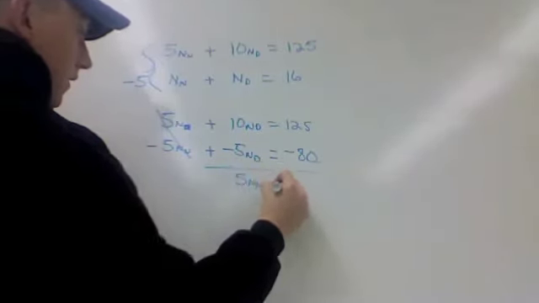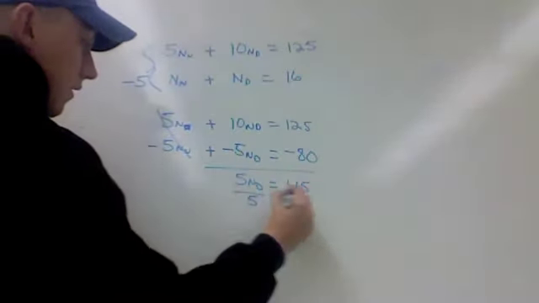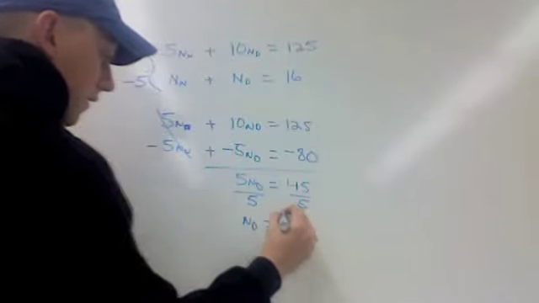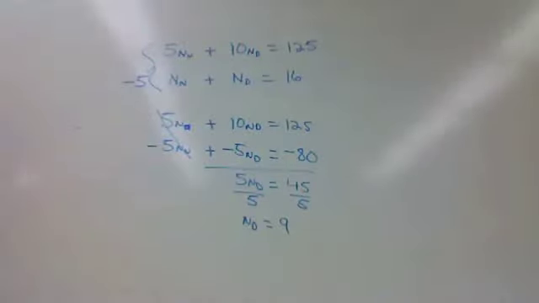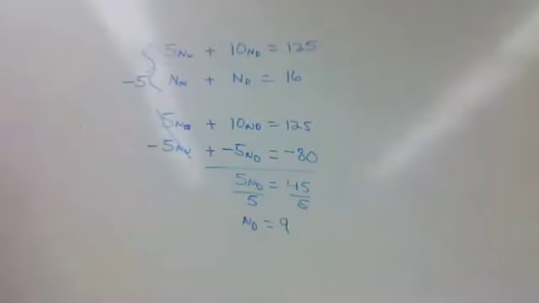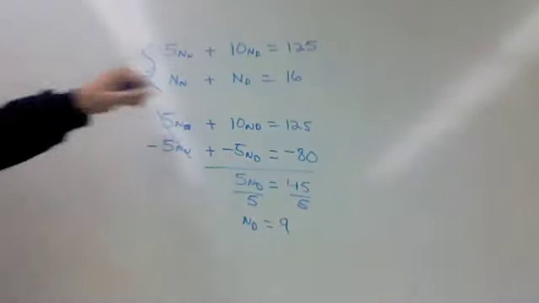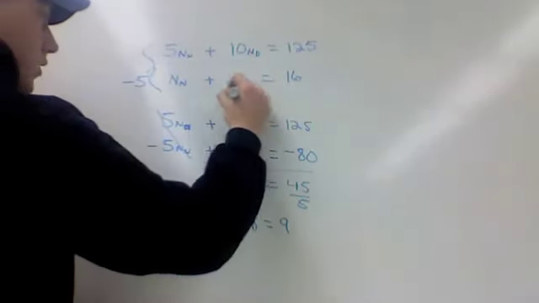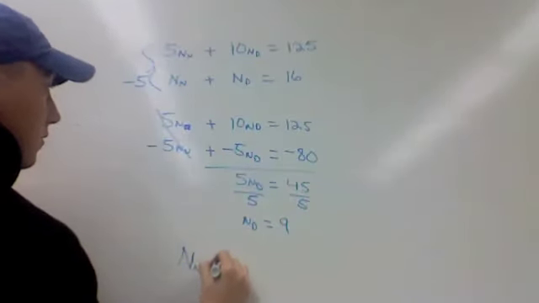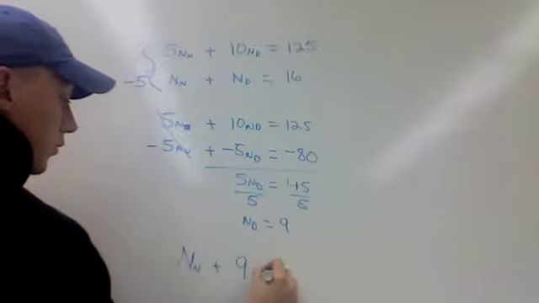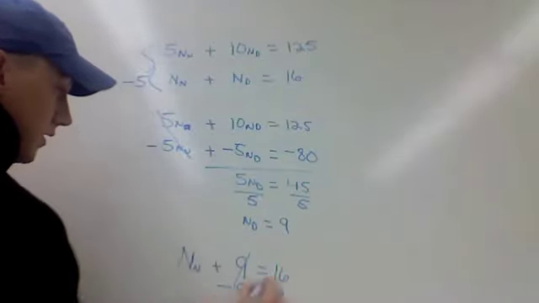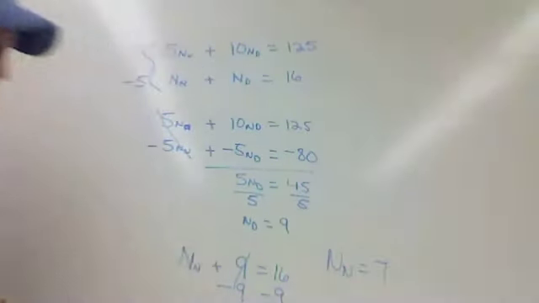And just like we would with any other problem, we're just going to divide both sides by 5, and we're going to get nd equals 9. So now that we see that, we'll go ahead and substitute that back in up here to see what we get for n, the subscript of n. So we go ahead and put this in here. We'll write it down here: n sub n plus 9 equals 16. And when we subtract that, we're going to get n sub n equals 7 for our final answer.